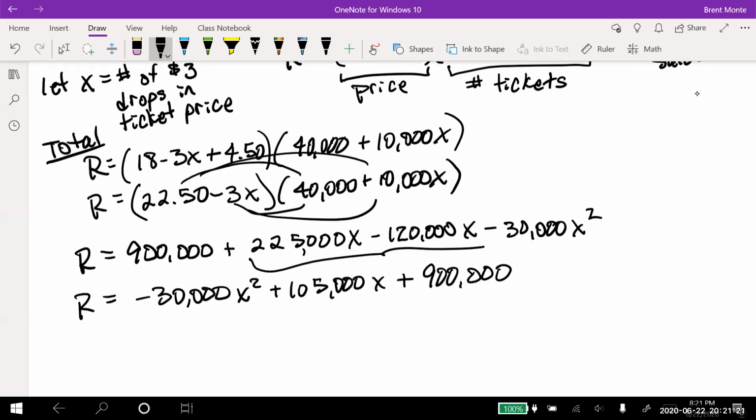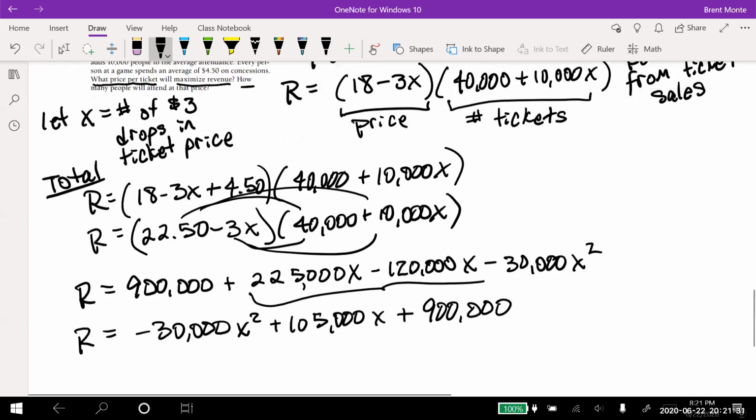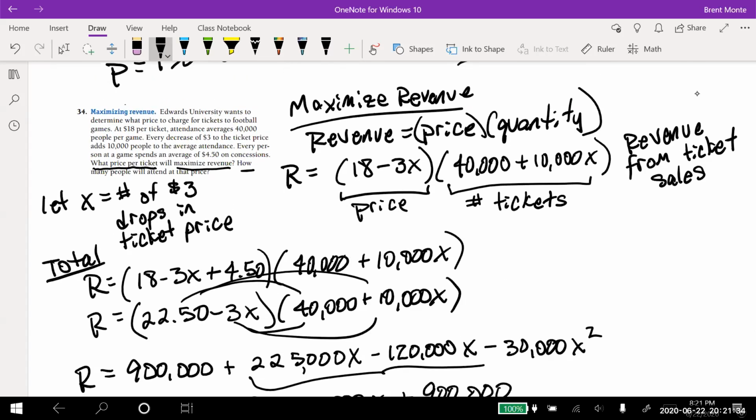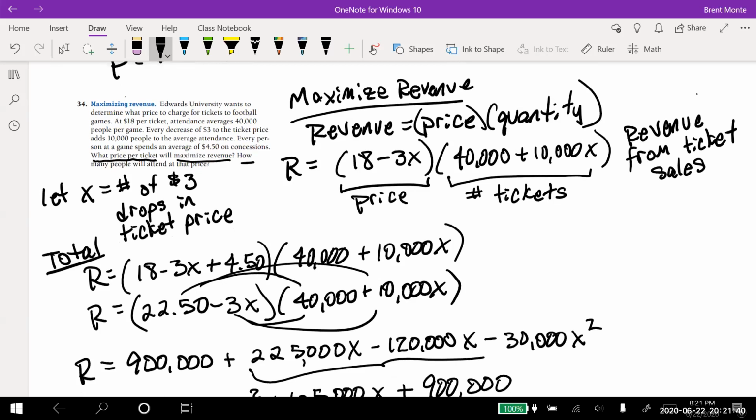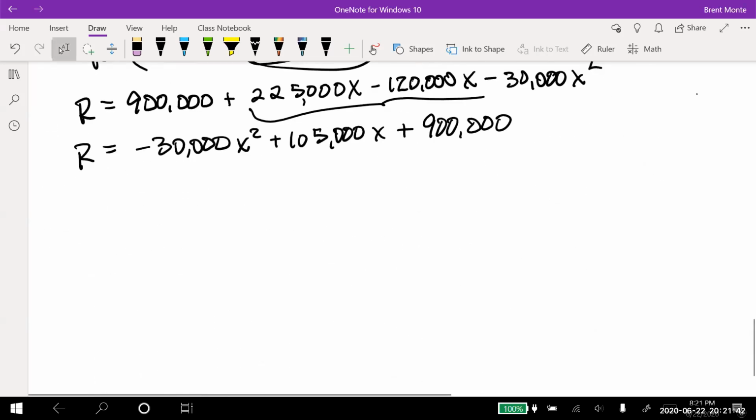That means if we don't change the price at all, x is 0, those first two pieces go away. If I don't change the price, I get $900,000 as my total revenue. Let's see if we can beat it. Because what are the questions? What ticket price and how many people? Well, they're actually not going to ask us what the total revenue is. Okay. So first of all, find the ticket price.